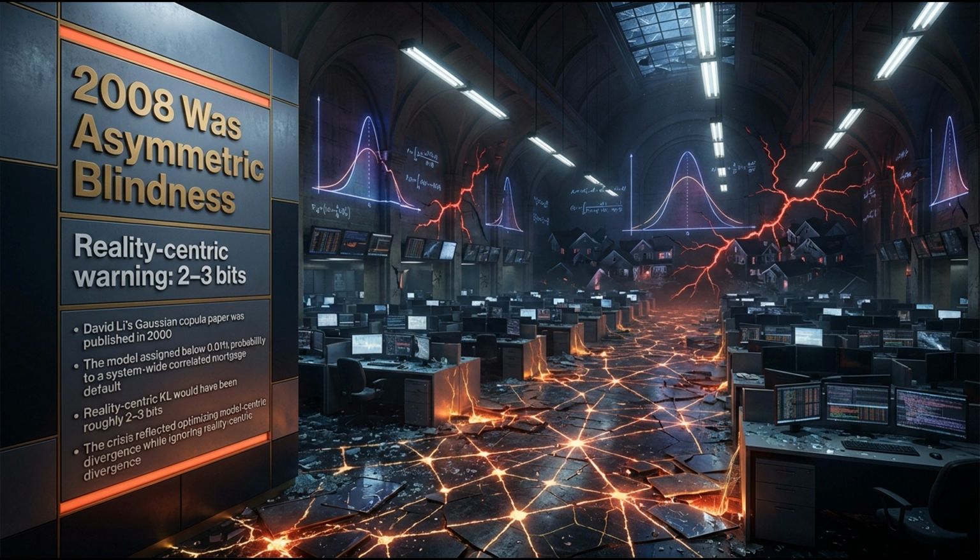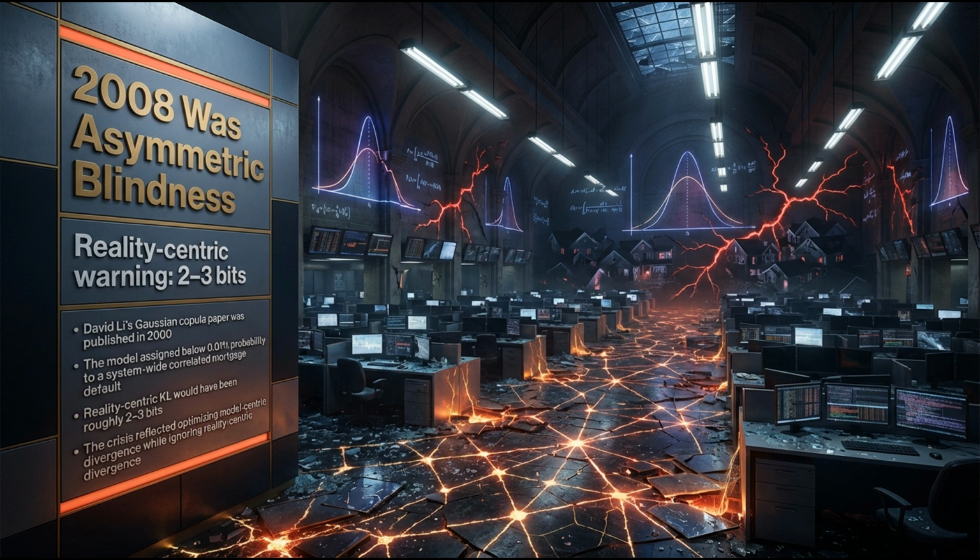Until it blew up. Under that model-centric framework, because it assumed a bell curve distribution of risk, it assigned a near-zero probability to correlated system-wide mortgage defaults. It assumed that if one housing market in Florida failed, it would not simultaneously trigger failures in Nevada and California. Which is absurd in hindsight.